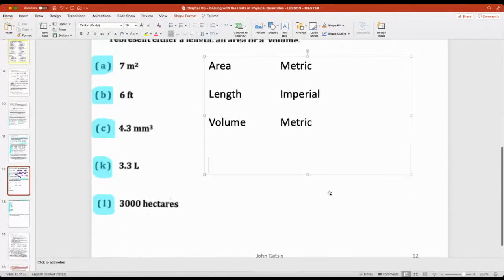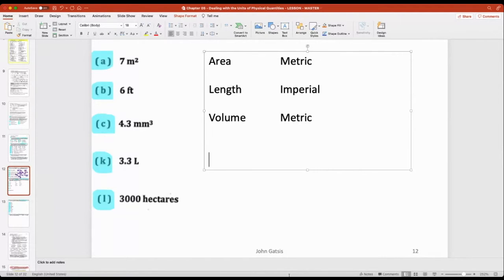Liters. What's up with the liters? Yeah, that's a volume. Thank you, Temerlan. Volume. And that's metric or imperial? Metric is correct. Finally, we have hectares.